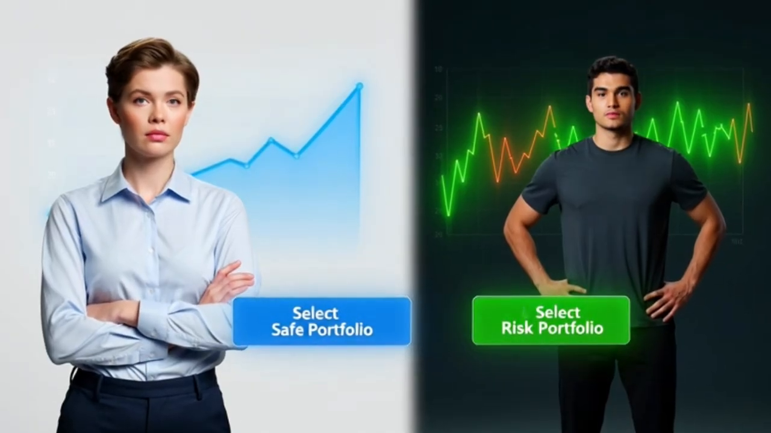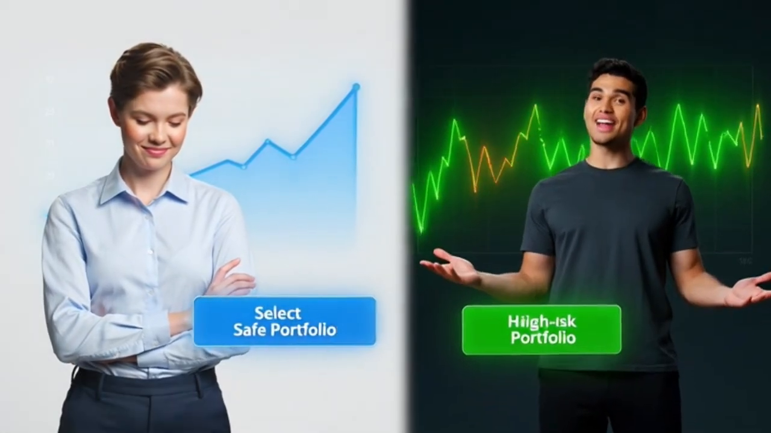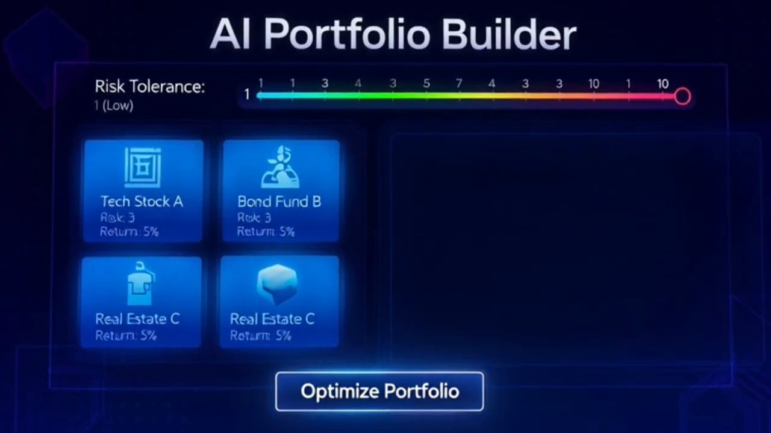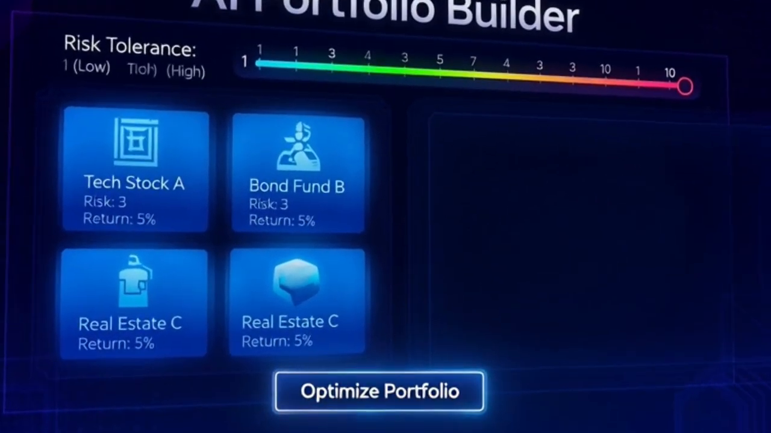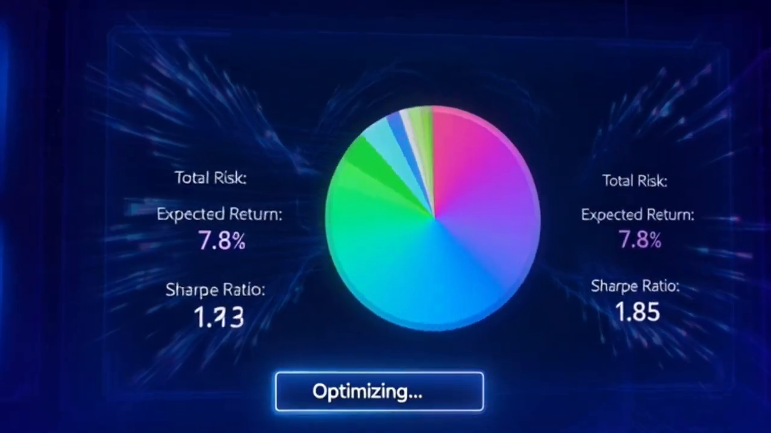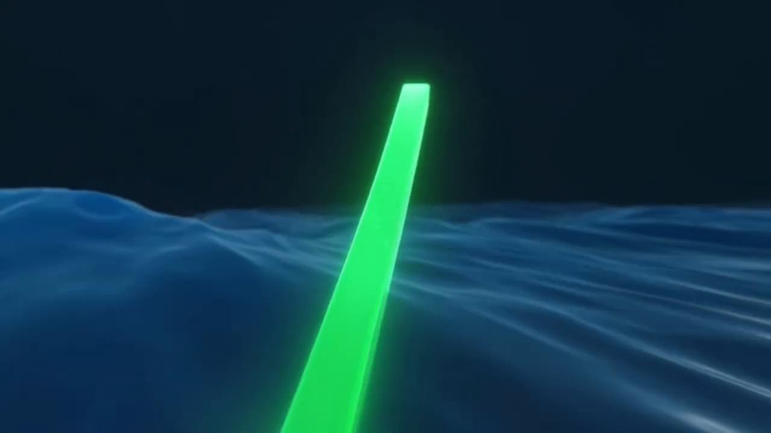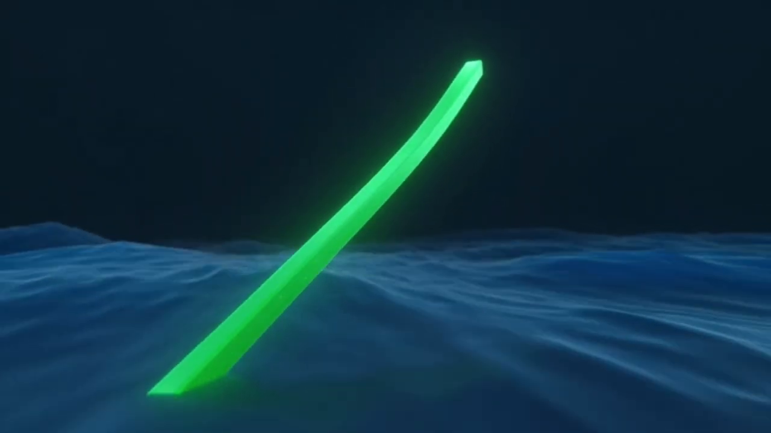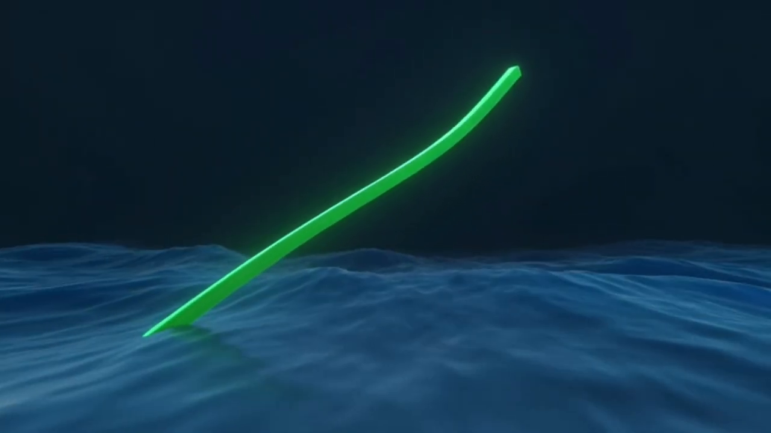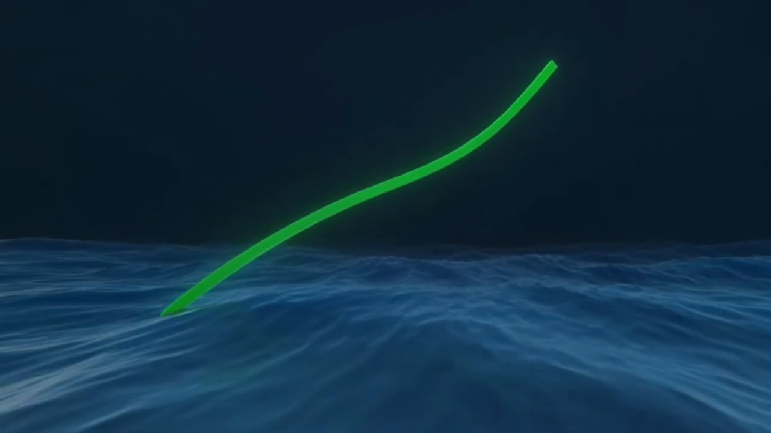Risk-averse investors prefer stability, while risk-seeking investors accept volatility for higher potential returns. Portfolio optimization finds the best combination of assets that matches an investor's risk tolerance and return goals. Successful investing is not about chasing returns, it is about managing risk while achieving consistent long-term growth.